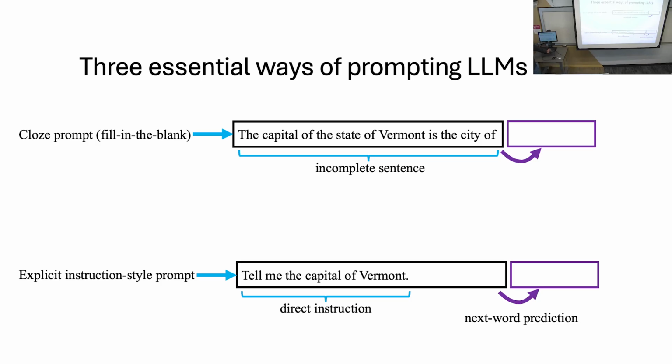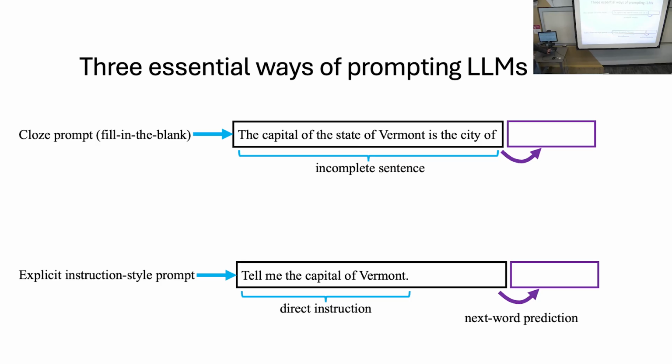This is the most universal thing that all LLMs are good at. You give it an incomplete sentence and set it up so that it wants to say the next word. There are some technical details to the kinds of prompts you can get with cloze prompts. Here, the capital of the state of Vermont is the city of blank. It sets up the language model to put an answer in that spot, and you can read the probabilities of what it thinks. This is really nice because in a single token, you can get an assessment of what the language model knows. But there are problems with this.